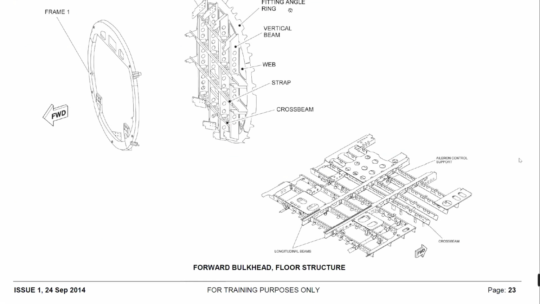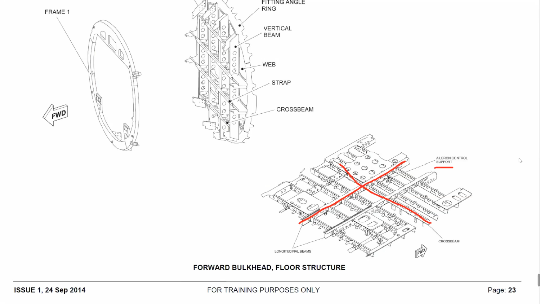Beams, longitudinal beams, cross beams. This is our floor structure, and here you can see some openings like brackets, not actually brackets, but yes, like brackets here, which are aileron control support, because here we have like a guide. This is the root of the aileron control system components.